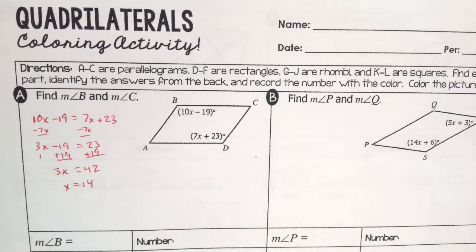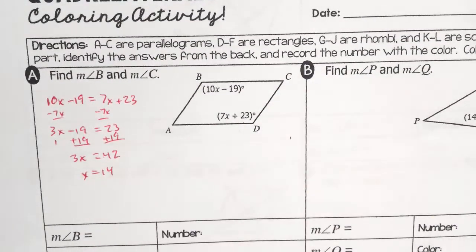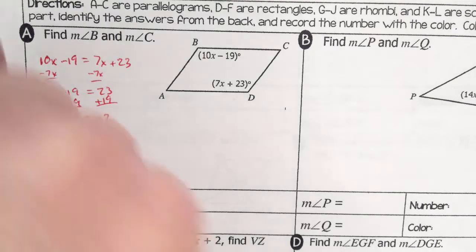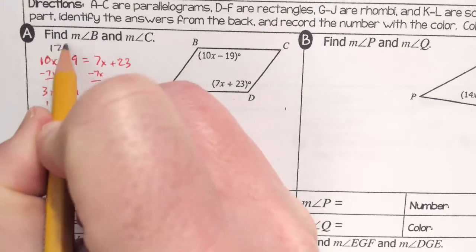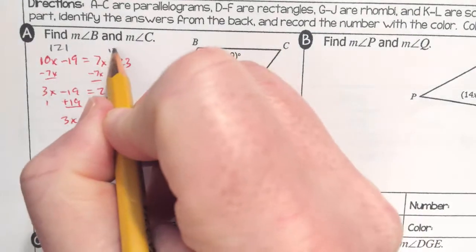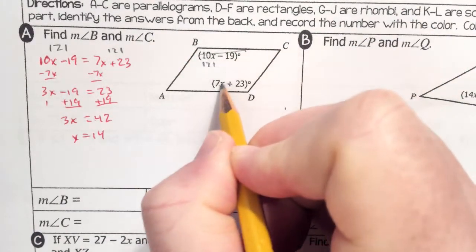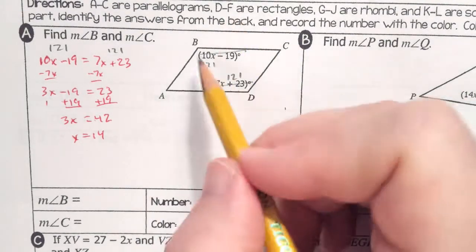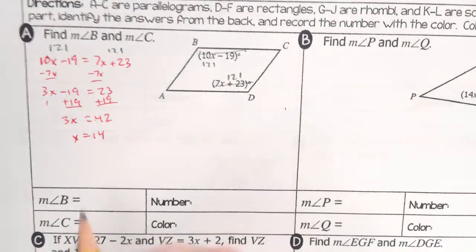Now once you find what x is, I've taught you guys to make sure that you plug it back in for a number of reasons. One, to double check yourself, but also to help you find whatever they're asking for. So let's plug it back in. 10 times 14 minus 19 turns into 121, and over here 7 times 14 plus 23 would also be 121. Awesome. They asked for angle B, which was 121.